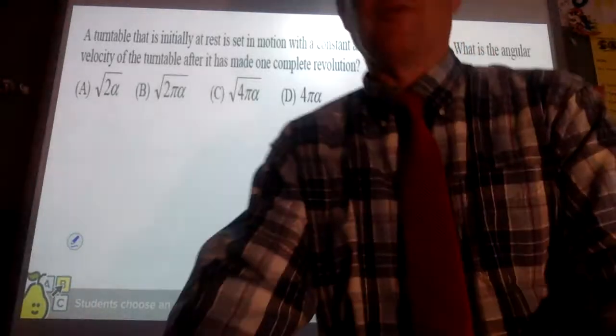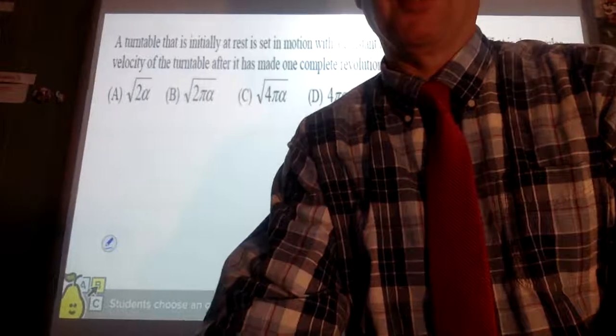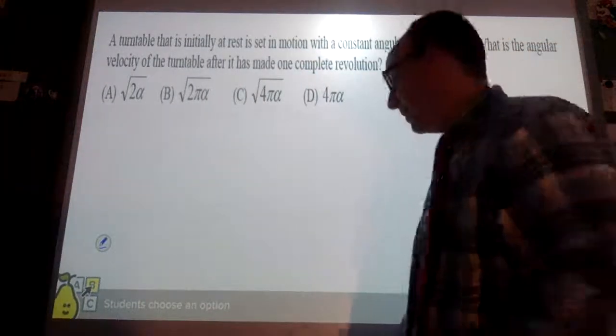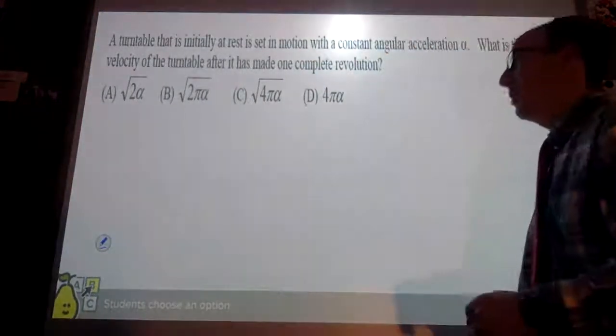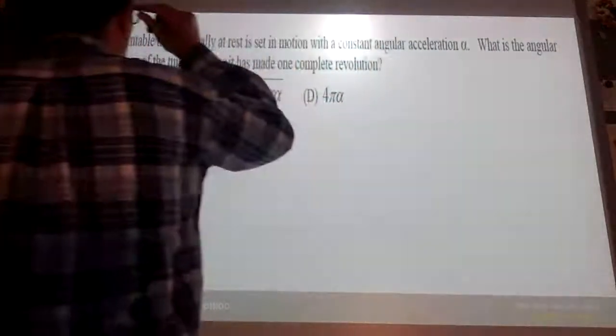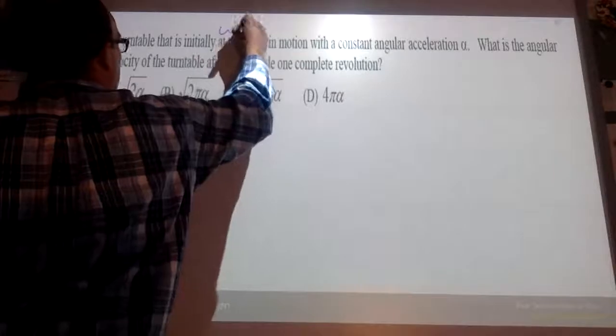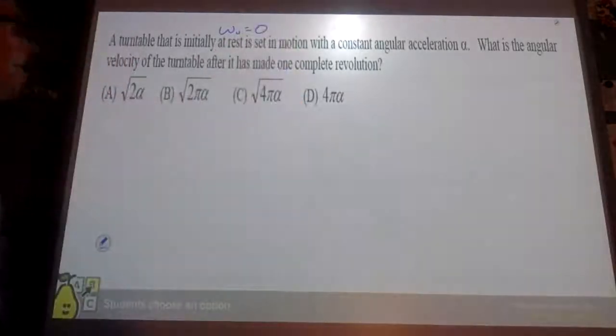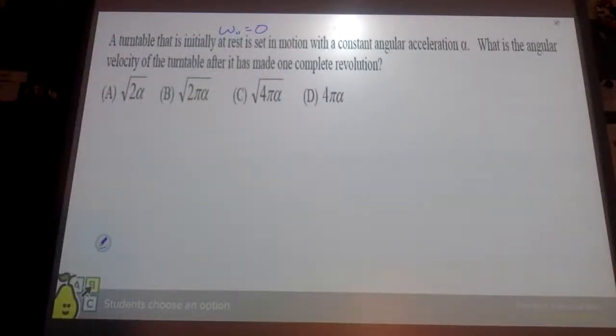All right, guys, I wanted to go over a couple of the multiple choice that deal with rotational kinematics problems. It says that a turntable that's initially at rest is set in motion with a constant angular acceleration alpha. What is the angular velocity of the turntable after it has made one complete revolution?